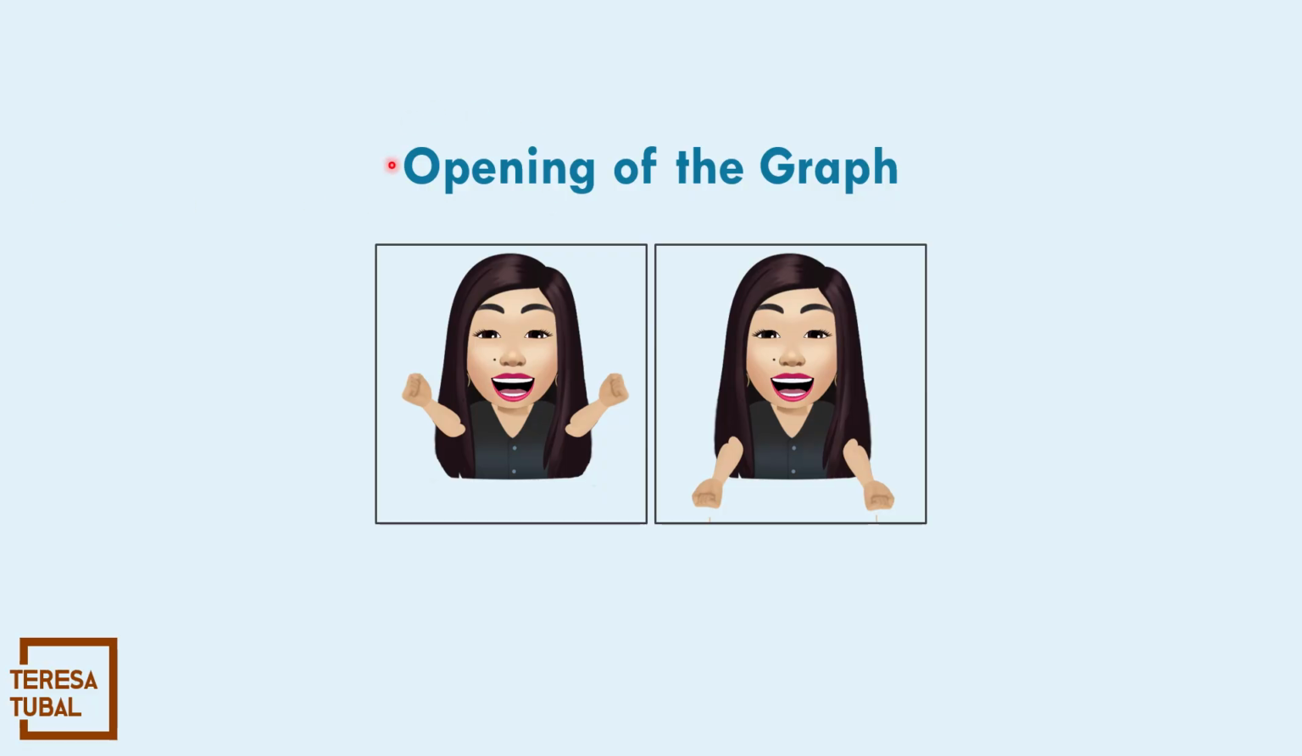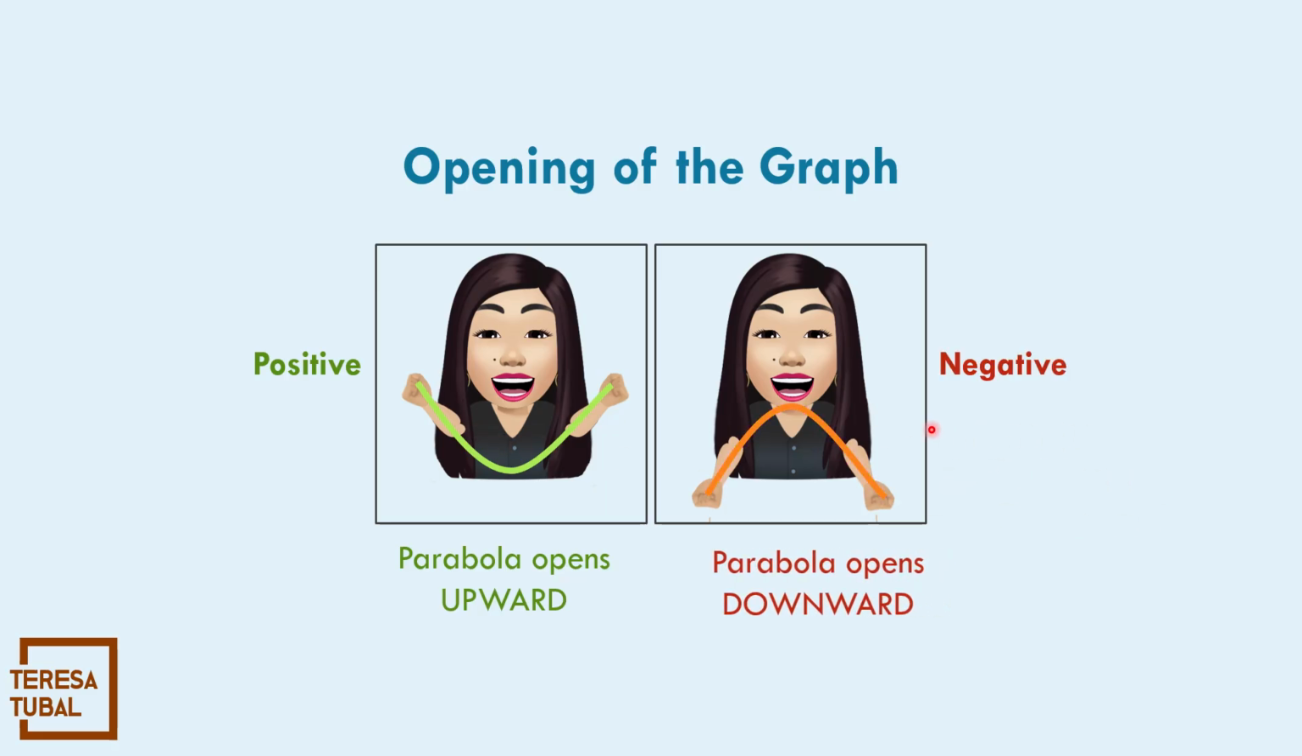So let us see the opening of the graph of the quadratic function. If the value of a is positive, that opens upward. So the graph opens upward. Or if the value of a is greater than 0, that opens upward. What if the value of a is negative? So that opens downward. So the parabola opens downward.